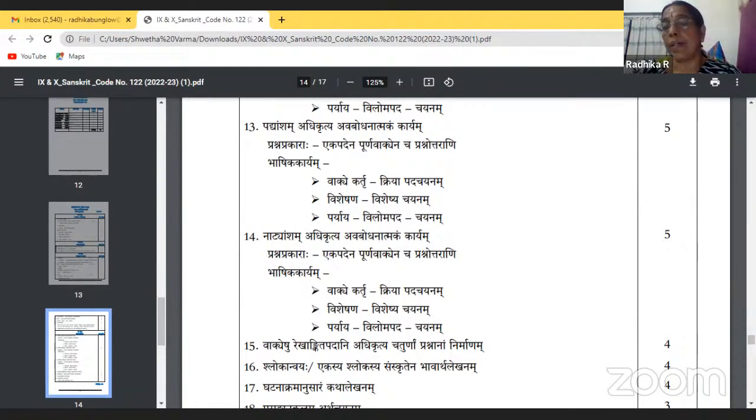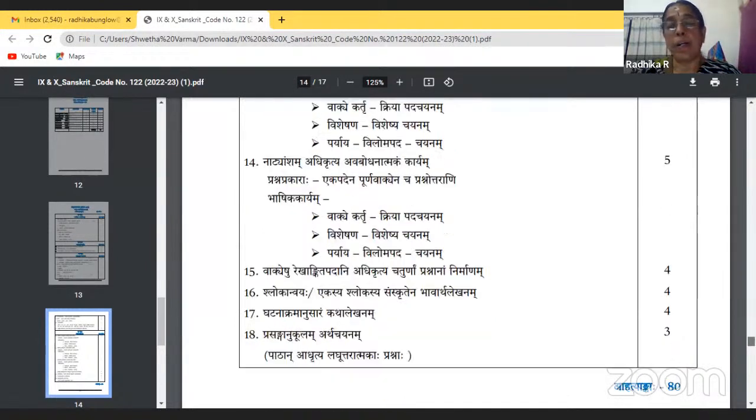Then the next question is Vakyeshu Rekhankita Padani Athikritya Prashnanam Nirmanam. Frame questions to get the underlined word as the answer. This is also purely based on the textual sentences, and it is given in the textbook as exercises. Only from those questions they will ask. So we have to train them to study all the framed questions from the textbook from all lessons.